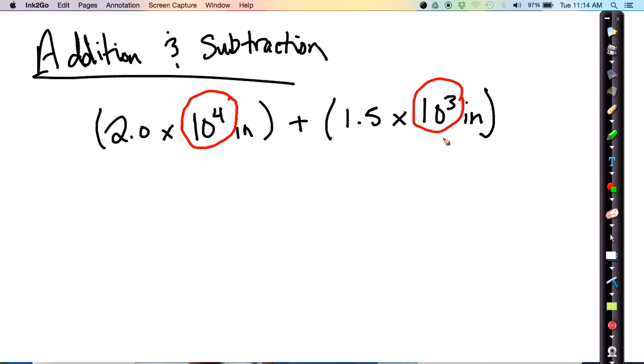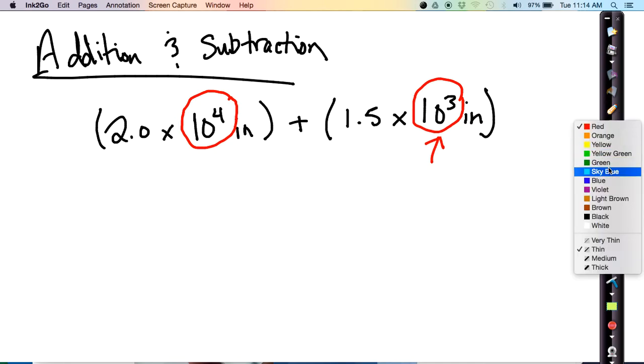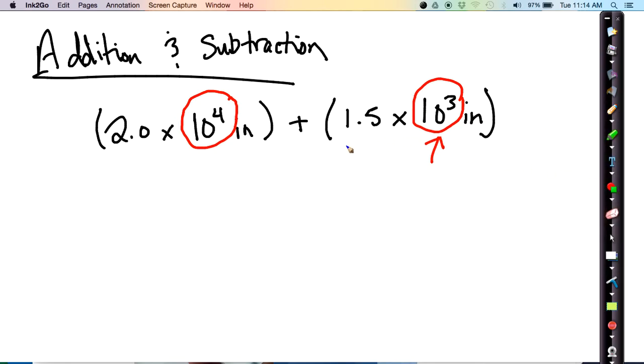Generally, what is easiest is to take the smaller of the two exponents, that's 10 to the third in this case, and convert that number so that it is expressed in terms of the larger of the two exponents, which is 10 to the fourth. So that's what we're going to do here. The first step in adding these two measurements is going to be to convert 1.5 times 10 to the third inches so that it's expressed in terms of a 10 to the fourth exponent.